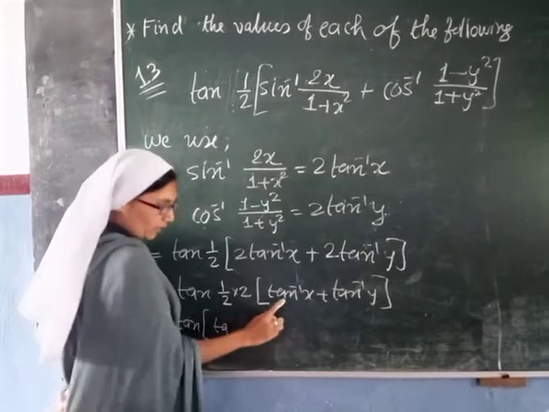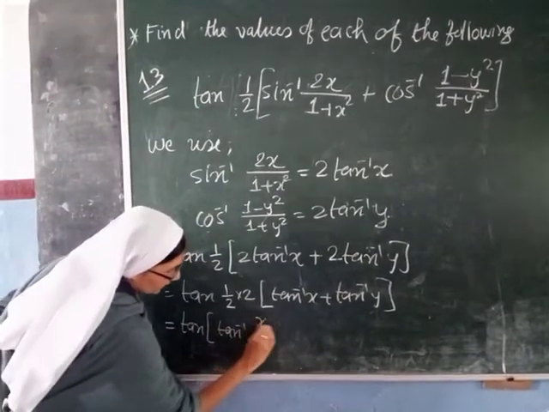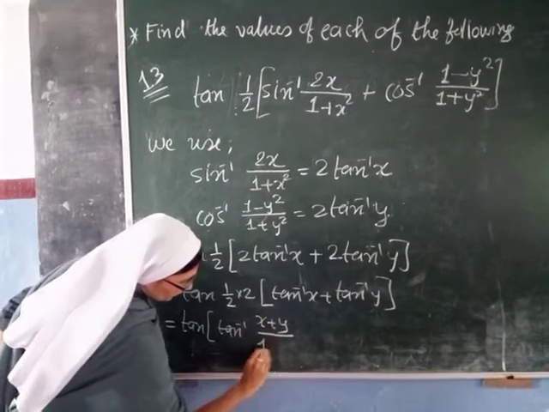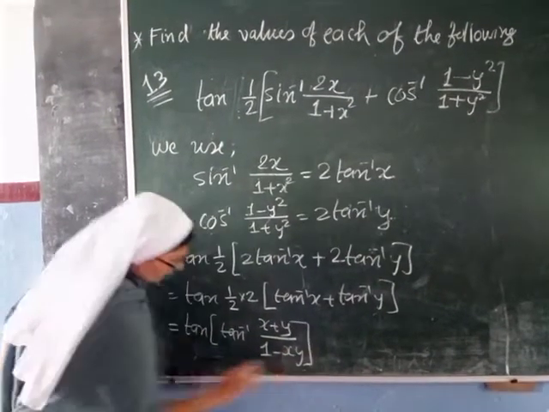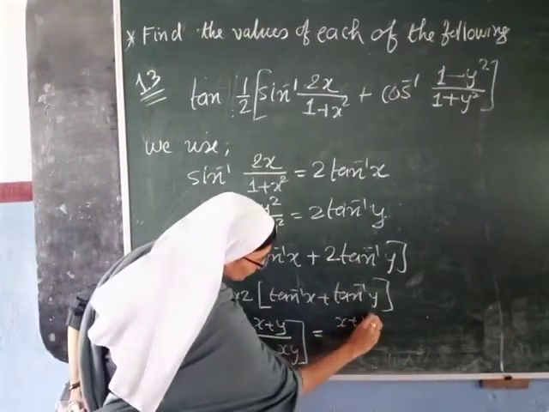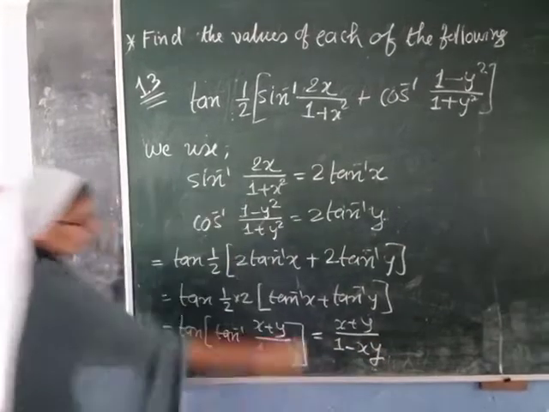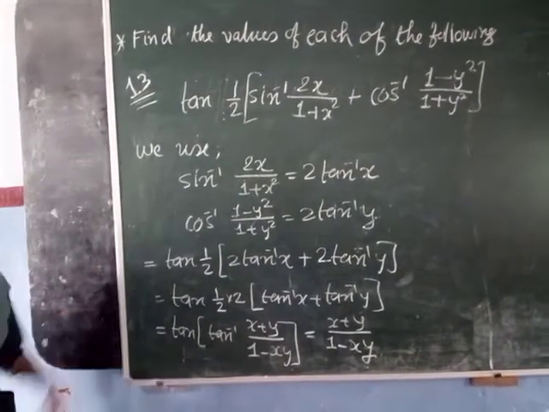Here you can use the formula again: tan inverse x plus tan inverse y. It's a direct result: tan inverse of (x plus y) divided by (1 minus xy). So tan inverse and tan can cancel, and what you get is (x plus y) divided by (1 minus xy). That is the answer of question number 13.